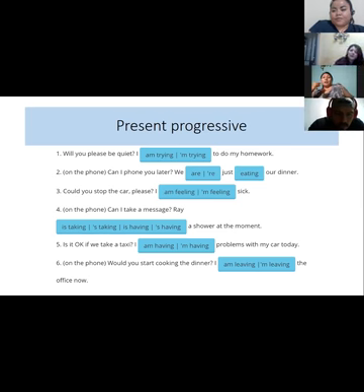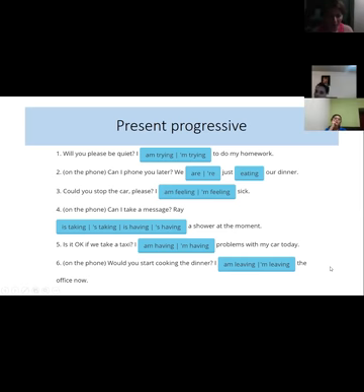Very good. Number five, Sandrita, is it okay if we take a taxi? I'm having problems with my car today. Very good. And the last one on the phone, Gabriela, would you start cooking the dinner? I'm leaving the office now. Very well. These examples are taken from everyday conversations, okay? Se toman de las pláticas o conversaciones que tienen en Estados Unidos diariamente, right? Son frases que utilizamos diariamente. Would you please be quiet?